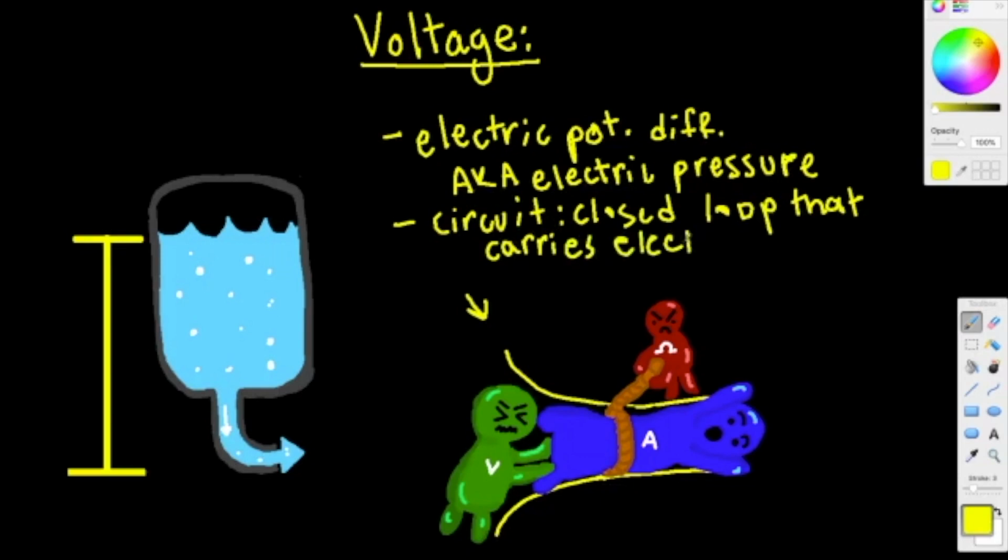And on the left-hand side, you're going to see this water tank, right? In this scenario, the voltage is the pressure of this water tank. The more voltage or pressure you have, the faster the water is going to shoot out, right? So this measurement right here is just going to be the voltage.